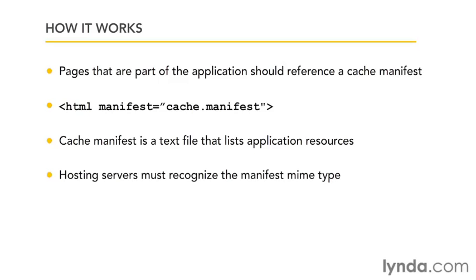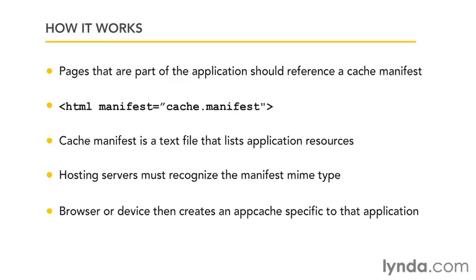Now, your browser is then going to use the reference to the cache manifest and create an application cache specifically for its resources. So that's separate from the browser cache. As long as this app cache or application cache exists, any page referencing this cache manifest will be added to its app cache. Now, inside the cache manifest, you'll list any and all resources necessary for the application to function offline. This could be HTML files, images, external scripts, or even external styles.